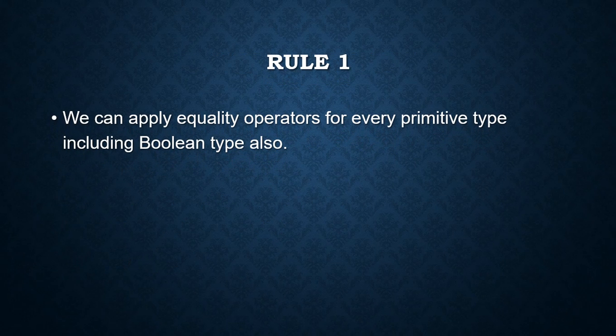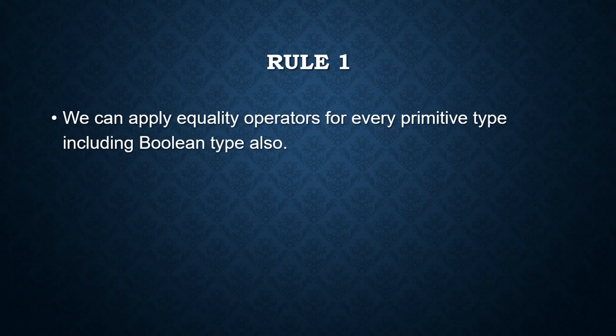And there are some rules for the equality operators. First of all, we can apply the equality operator to every primitive type, including the Boolean type. As we know, we cannot apply relational operators to the Boolean type. We can apply relational operators to every primitive type except Boolean. But here, equality operators are applicable also to the Boolean type. It means that if I want to compare true is equal to false, then we will get what? Which means that we can also compare Boolean values.